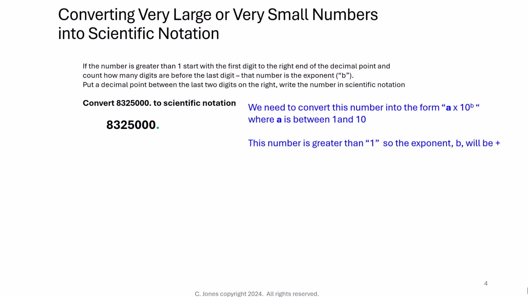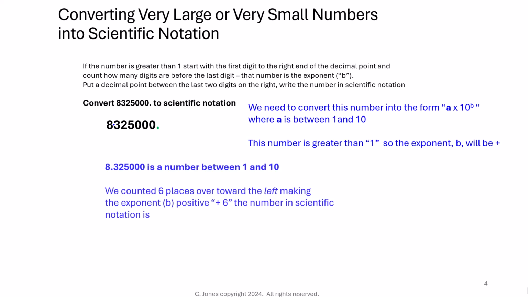Okay, and then finally, the sixth time we've moved the decimal point, we now have the decimal point placed where our number is 8.325000, and this is a number between 1 and 10. So 8.325000 is a number between 1 and 10. We move the decimal point 6 places over, right? So we know the exponent is going to be positive. So this number expressed in scientific notation is 8.325000 times 10 to the positive 6.